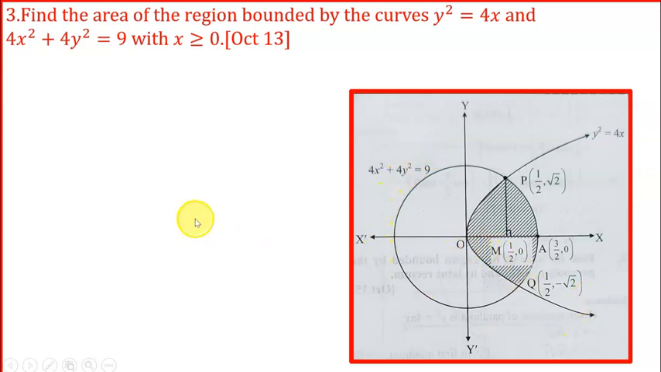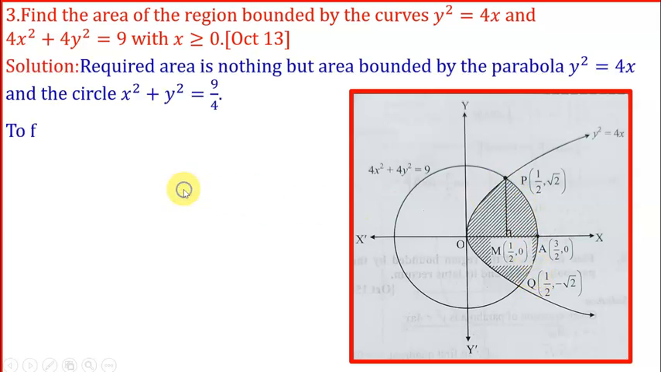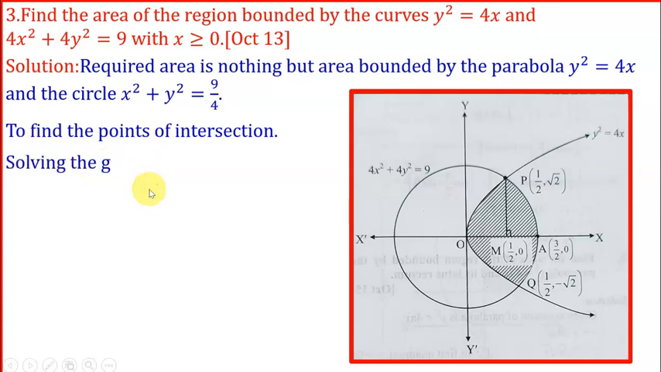Center is the origin, point of intersection of the circle and the parabola. Now see, this is the solution. The required area is nothing but area bounded by the parabola y square is equals to 4x and the circle x square plus y square is equals to 9 by 4. If we divide on both sides by 4, then you will get here x square plus y square is equals to 9 by 4. To find the point of intersection, solving the given equations, we get x square plus 4x minus 9 by 4 is equals to 0.